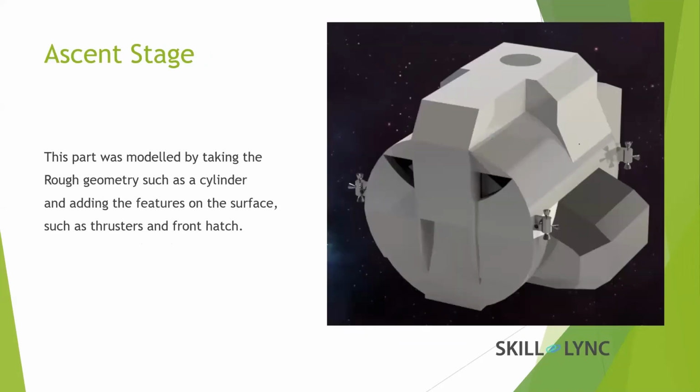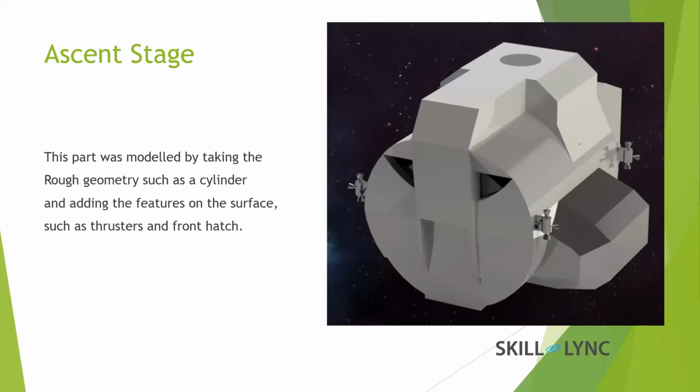And this is the ascent stage. This is the second part of the same landing spacecraft. This is where the astronauts lived during their time on the surface. This part was the most challenging to model because it doesn't have a very specific geometric feature. You cannot say that it is a cone or a cylinder or the like.